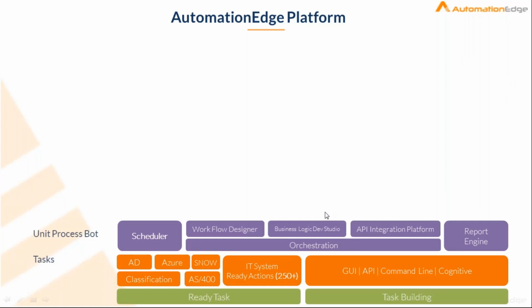So this is how the Automation Edge platform enables you to build those automations quickly. We have a concept of ready task and ready action bots. For example, we have built a ready action bot for ServiceNow. There we don't have to use the UI of ServiceNow. We have used ServiceNow's APIs and made them easy to use in a drag and drop fashion: create a ticket, update a ticket, or delete a ticket, and things like that. So that's our ready task, and there are other ready tasks like classification.